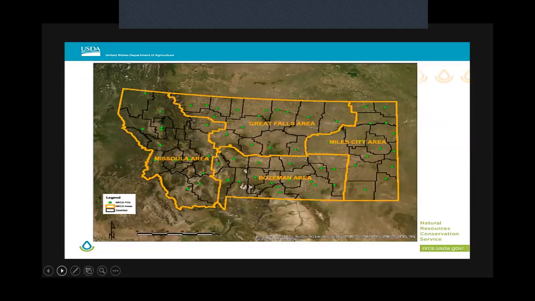All right, next slide. Just to give you a little idea of how we're broken up, the green dots are where our field offices are. And I don't really want to focus on that, but I do want to give you a little idea of our structure here in Montana, especially for the new CD employees. We have 4 areas: Missoula area, Bozeman area, Great Falls, and Miles City. And it's broken up as you see on this map here.